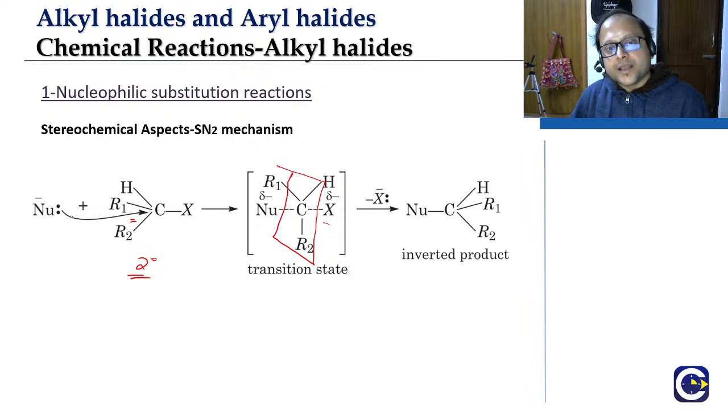And therefore you see that the 3 groups, the hydrogen and 2 alkyl groups, were all tilting on the left hand side. Now they are forced to go on the right hand side, and they will remain over there till the time the nucleophile is attached with carbon, right? So this is how your nucleophilic substitution reaction can be accounted for as far as your SN2 mechanism is concerned.